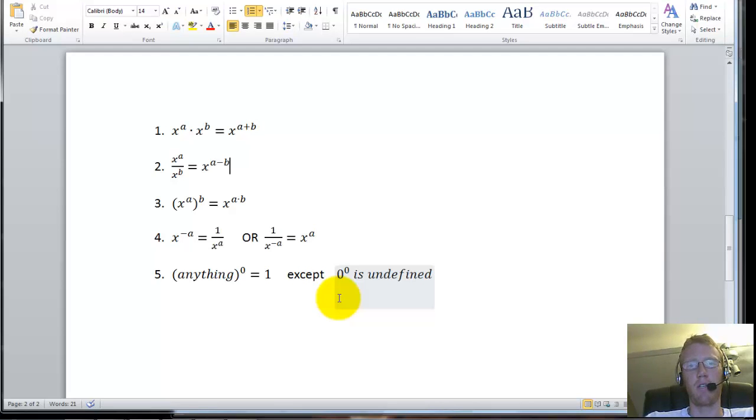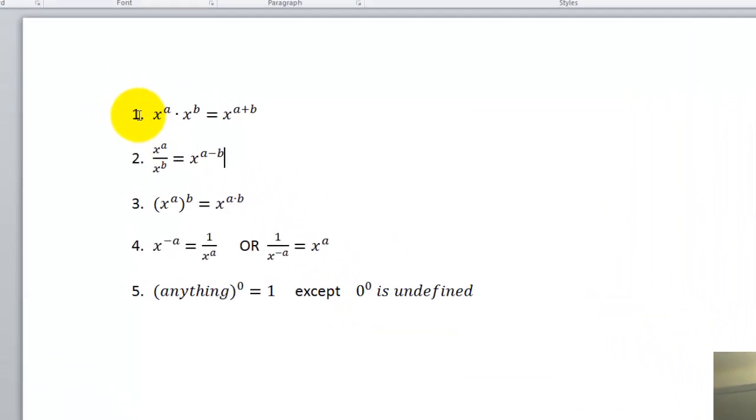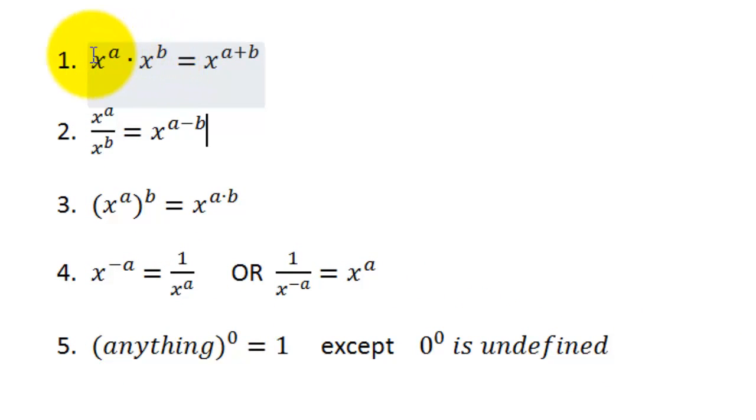Okay, so I want to first go over quickly the 5 rules that we're going to be talking about before I start doing the example problems. So, rule number 1 is when you multiply two things with the same base, you add the exponent, but you don't change the base. This is really important. The base stays the same, but you add the exponents.